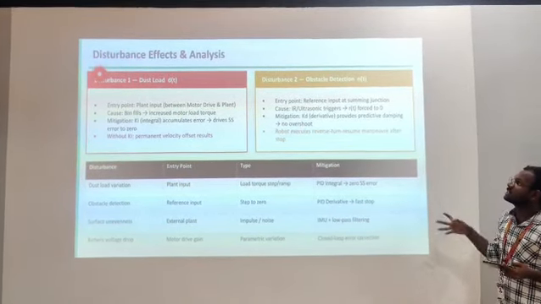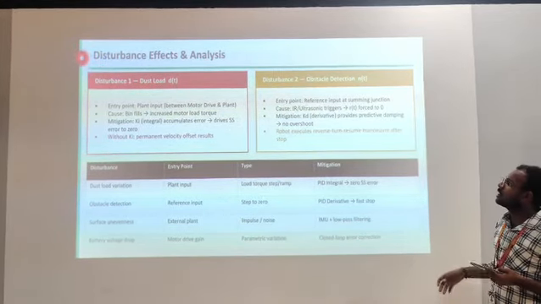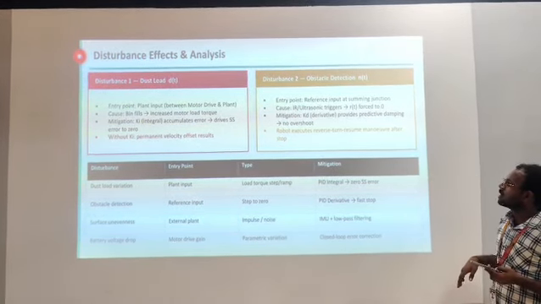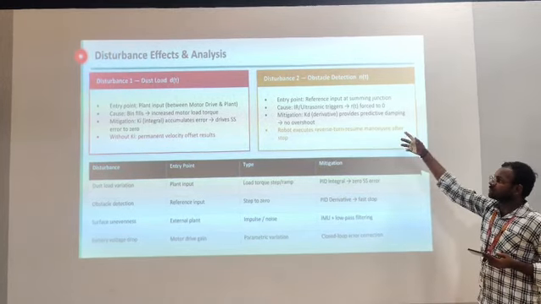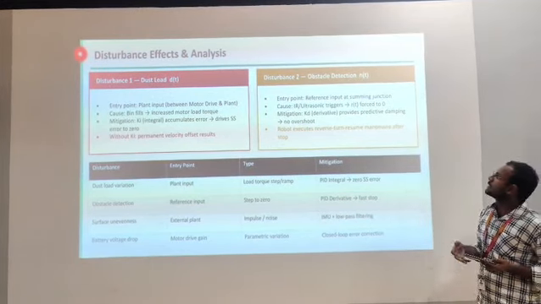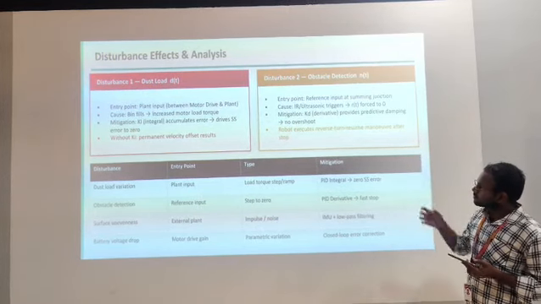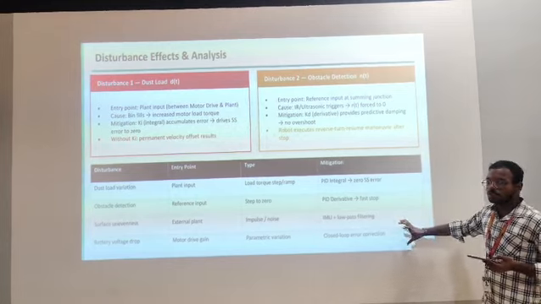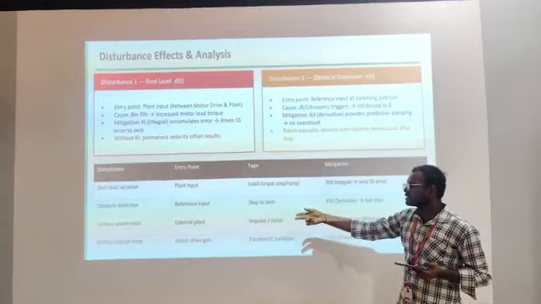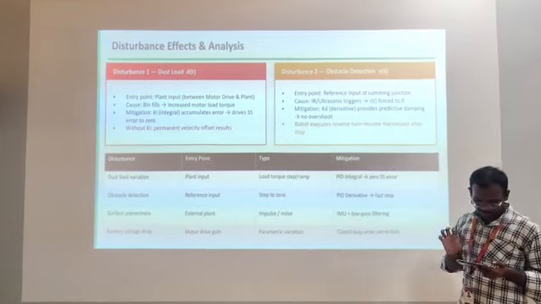Disturbance 2, we have obstacle detection. The entry point will be the reference input at the summing junction. The cause of this disturbance is IR or ultrasonic triggers. How can we reduce this? By making the derivative gain predict and add damping ratio such that we can avoid overshoot error. And we have two other minor disturbances like surface evenness and battery voltage sag, which affect the accuracy of the system.